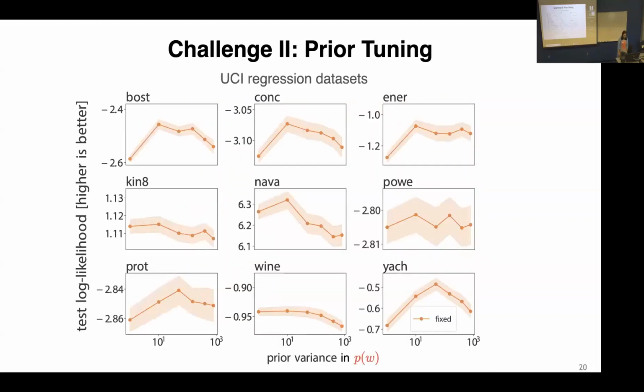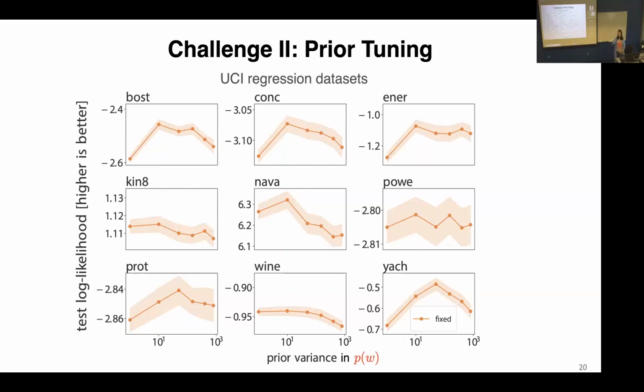So here is the Bayesian neural network applied to the UCI data sets. Here we show 9 UCI data sets. The x-axis for each data set is the different value of the prior variance. You can see when you change the prior variance, the likelihood value changes a lot. It's not really insensitive to the prior variance choice.